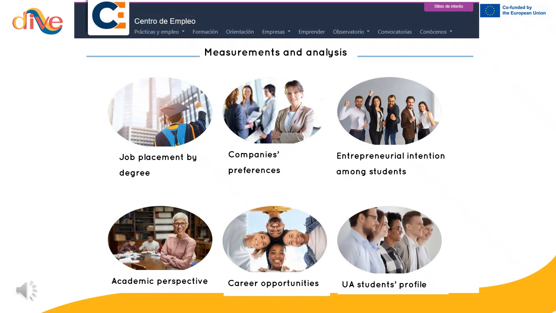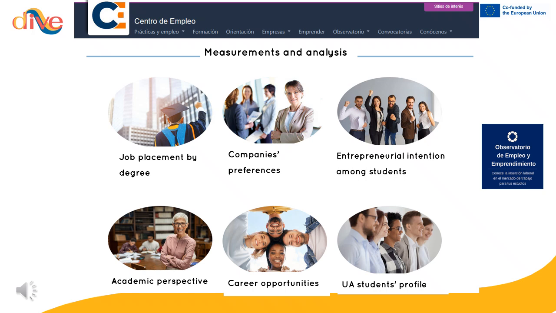Briefly, here we can take a look at our web page. The measurements and analysis included are divided into the following sections: job placement by degree, companies' preferences, entrepreneurial intention among students, academic perspective, career opportunities, UA students' profile.